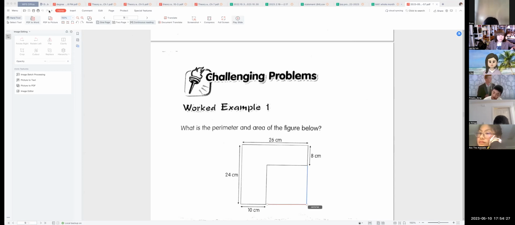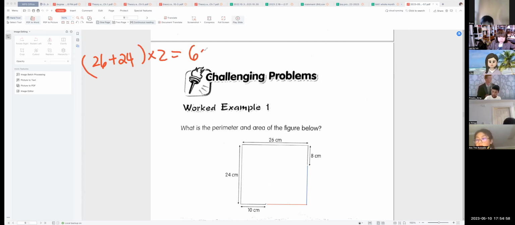Okay, good. So now, how do I do it? After I move it, this line is gone. And this line is gone. Correct, everybody? So this is talking about what? Actually, the perimeter is very easy. The perimeter is 26 plus 24 times 2 equals 60 centimeters. Correct, everybody?